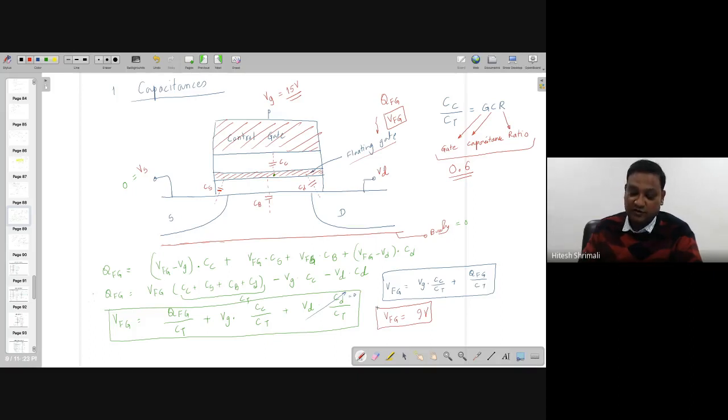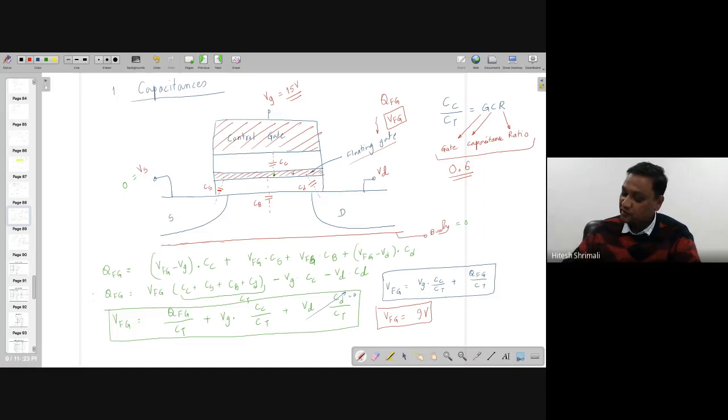So because of these numbers, VFG will be 9 volt over here, and because of the available voltage over here, it might not make sense to program the memory as we want. So let's start with that, how we are doing that.